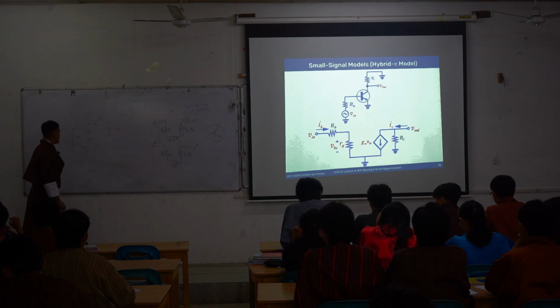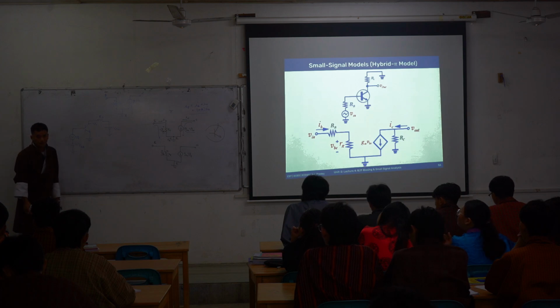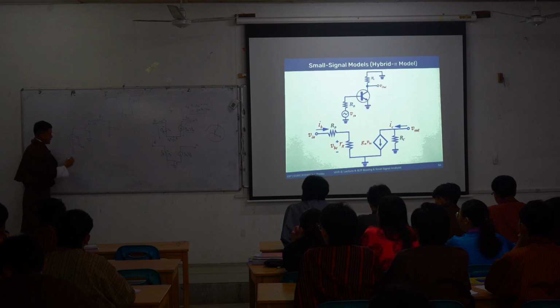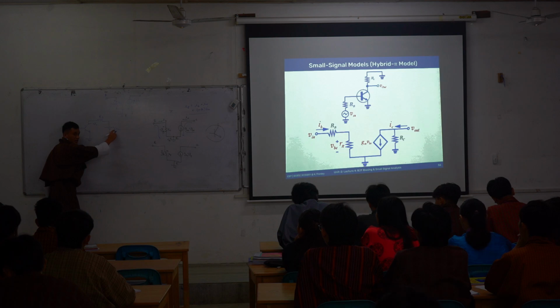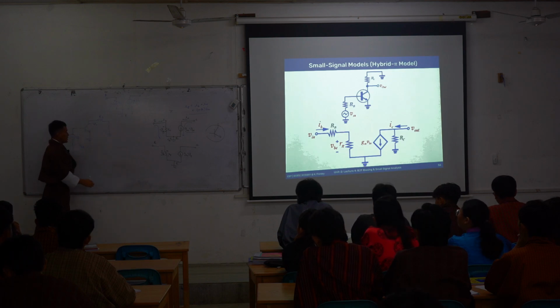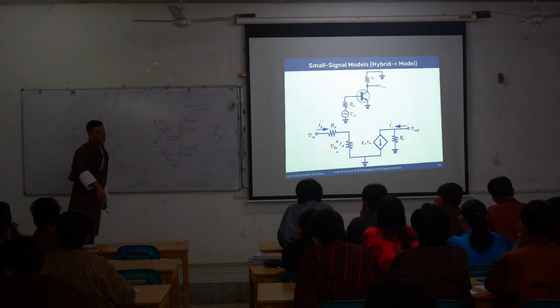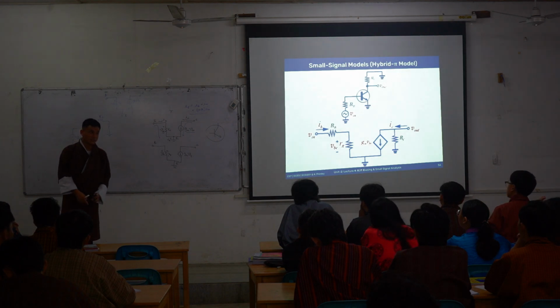So when you do the AC analysis, all the DC sources will be short circuited, right? This will be short circuited and it will be grounded. Because of this one, this will be reduced. And VCC is also a DC source, and this will also be grounded. So this is the simplified version of your AC signal analysis, right?